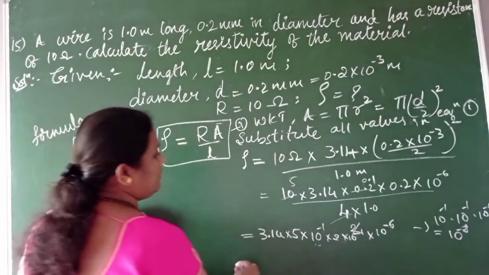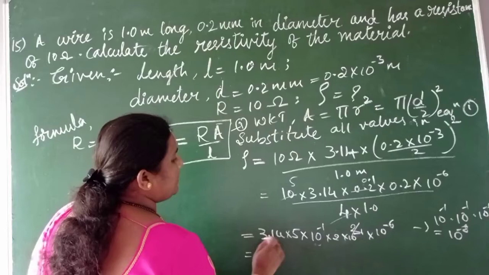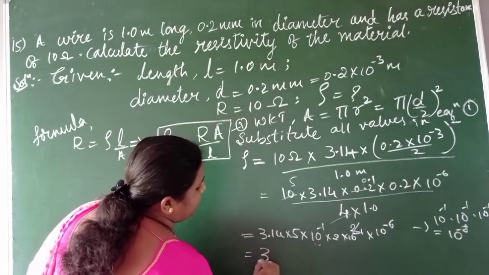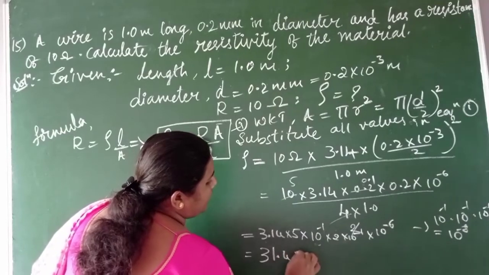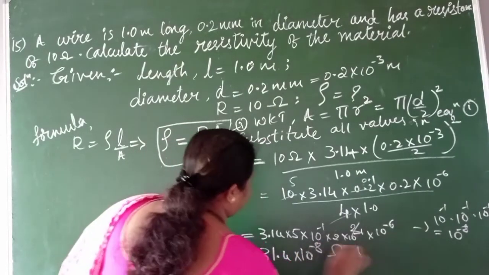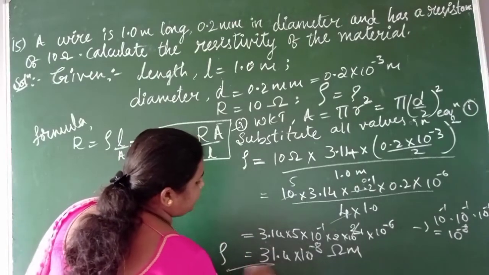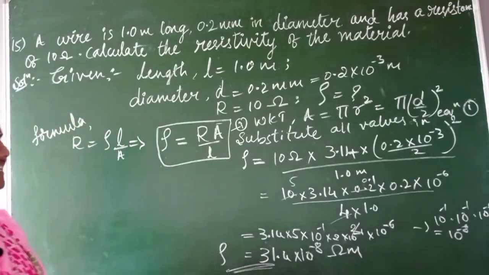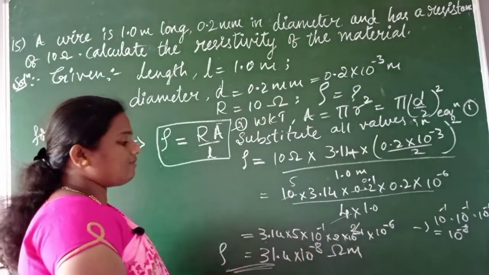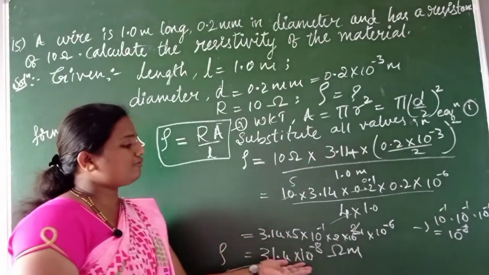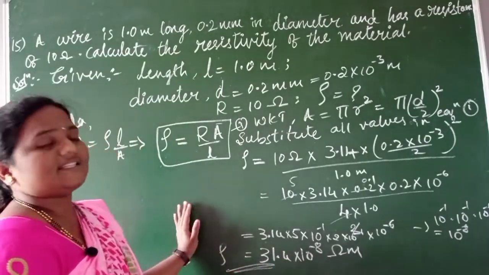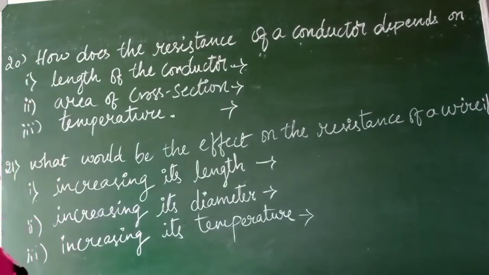Isn't it, children? Now we can write that, that is what? When we multiply all these, you will get nearly 31.4 into 10 to the power of minus 8 ohm meter, the resistivity value. Isn't it, children? When we do cancellation and multiply all these, we will get at final 31.4 into 10 to the power of minus 8 ohm meter as a resistivity. Now we will see the question.